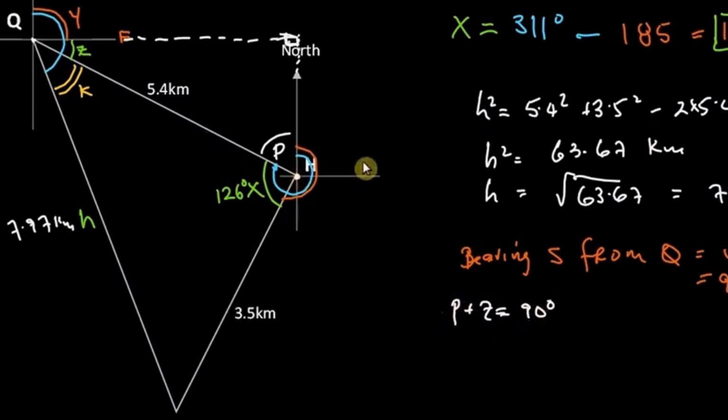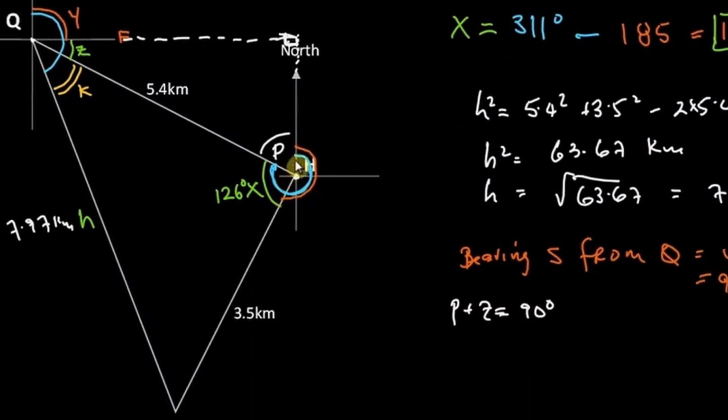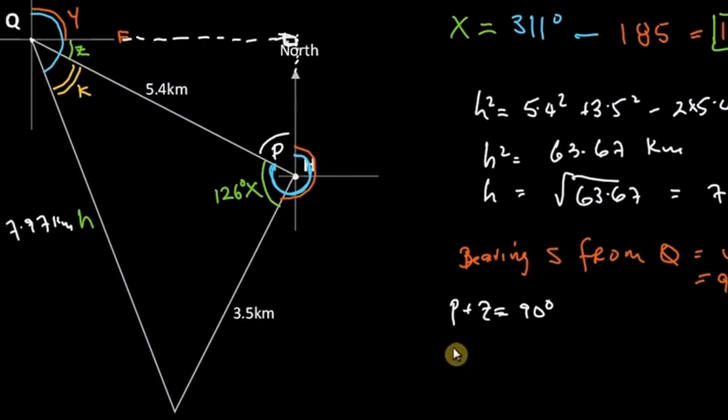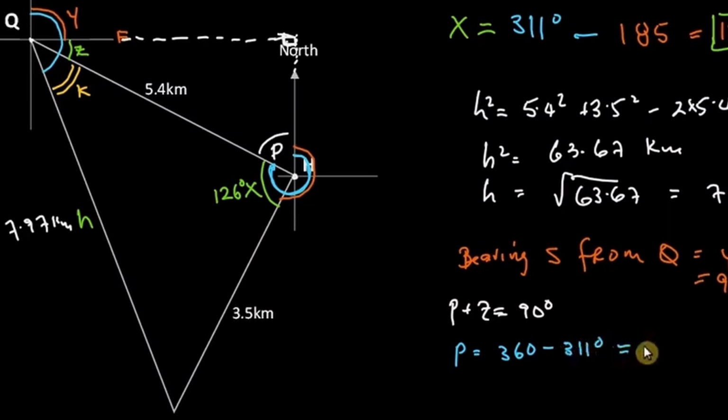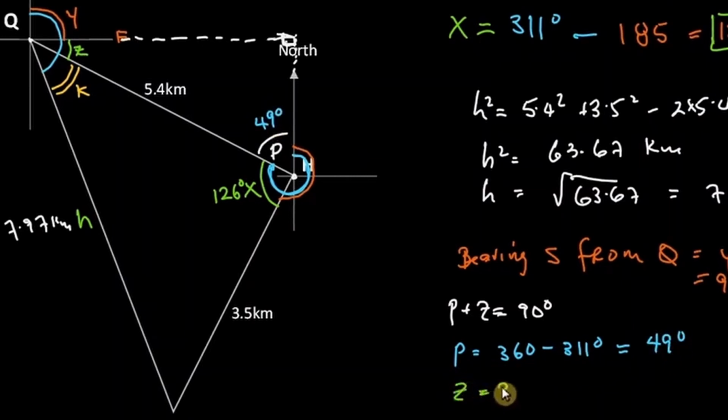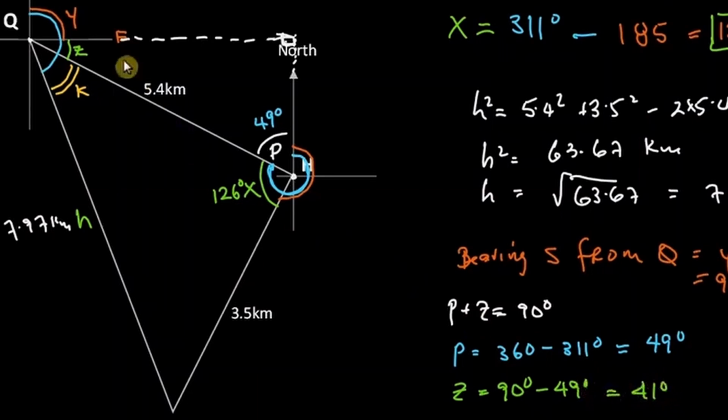Do I know the angle P? Well, indirectly I do, because P can be found by recognizing that the bearing Q from H is 311. This almost completes the 360 degrees. So angle P is the remainder of that angle. So we can say that angle P is equal to 360 degrees minus 311 degrees, and that is equal to 49 degrees. So we could put that in here. So now that we know P to be 49 degrees, we know that Z must be equal to 90 degrees minus 49 degrees, which is equal to 41 degrees. So we could put that in as well.